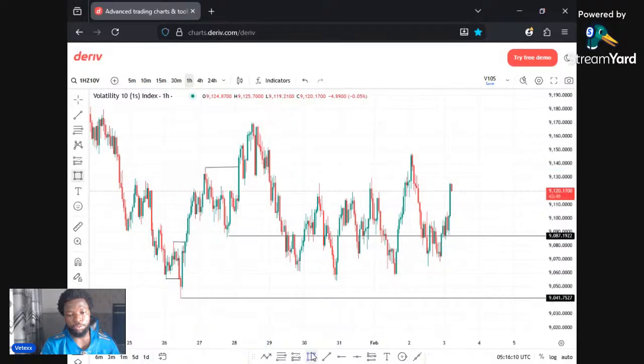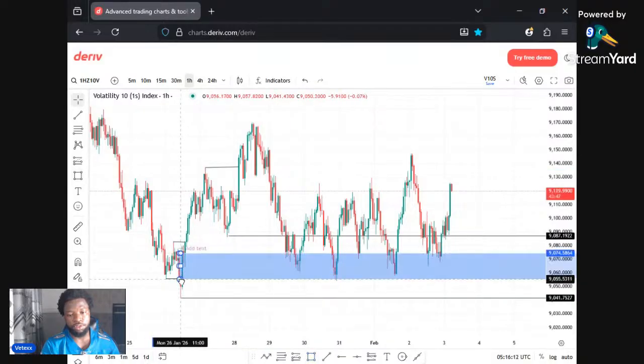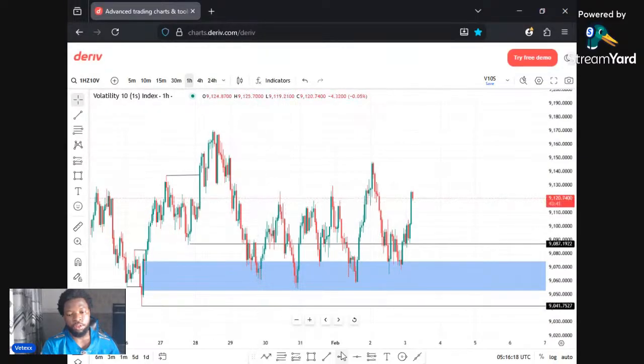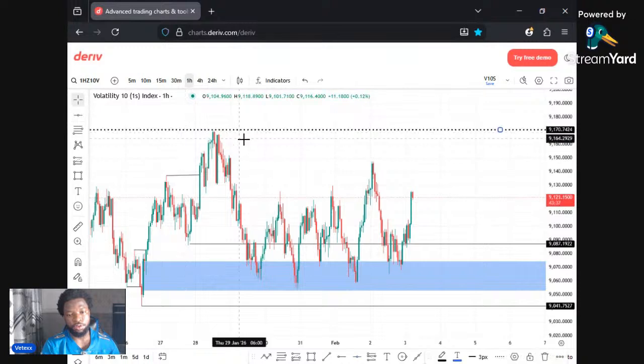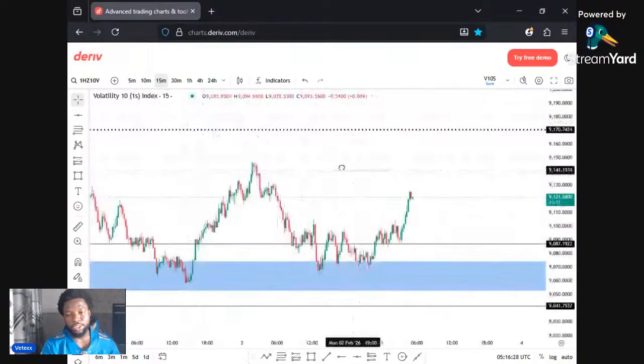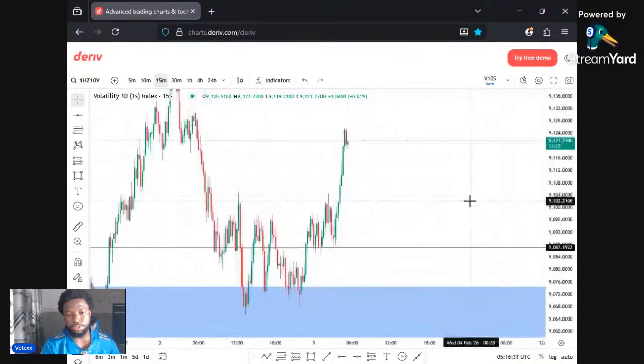Now the whole of this zone becomes what? Our point of interest. This becomes our point of interest. So what do we do now? This POI is the starting point, and this is the finish point. What do we do now? We'll go to the 15 minutes time frame and look out for continuation.